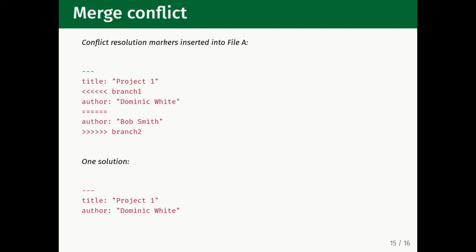Now, while I personally am fine with this, Bob might be a little upset that we've deleted his name. So here's another option. We can replace the entire conflicted region with these 3 lines, which will keep both my and Bob's names as authors. Notice that these 3 lines were not in either of the 2 original branches. We can replace a merge conflict with anything. And when we're done, don't forget to delete the conflict resolution markers so that Git knows that you've fixed the conflict.